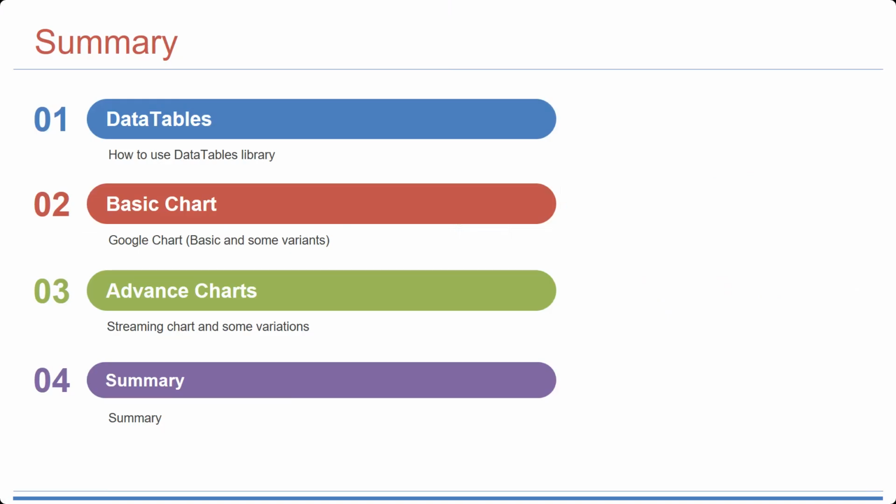Okay, so we have learned a lot of data libraries, data visualization. So you look at the data tables, how we can show into the data tables. And then we learn about the Google chart, and we learn about some advanced charts like HighChart, OpenStreetMap, and M charts.